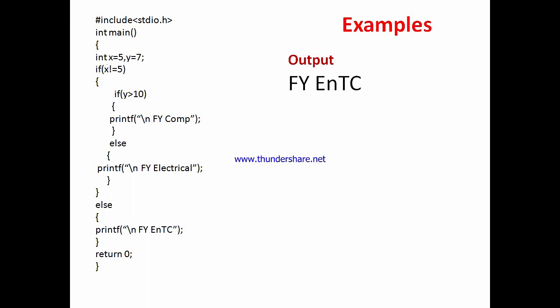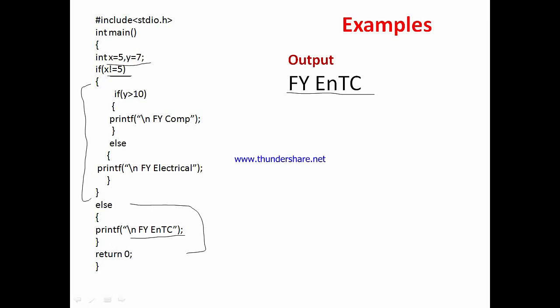Now here, same program, x equal to 5, y equal to 7, but now the condition is x is not equal to 5. Now 5 is not 5, so this condition becomes false, so the if part is not executed, and the else block is executed. In the else block, the printf Fy entc statement is executed, which will print Fy ENTC. This is the output of this program.